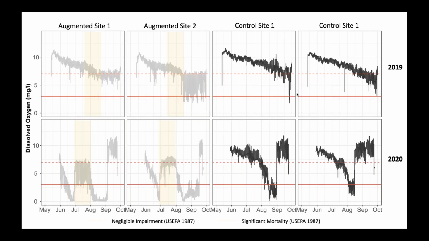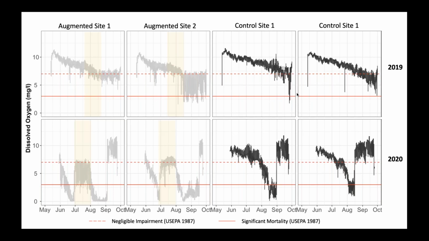So rather than show you data from all 16 of those data loggers, I cherry-picked a few sites, both in the augmented reach on the left side of your screen and in the control reach on the right side of your screen. And I separated the years. So 2019, remember that's the wet summer, is on top, and 2020, that's the dry summer, is on the bottom. And then I highlighted the period of augmentation in yellow here on the left side.